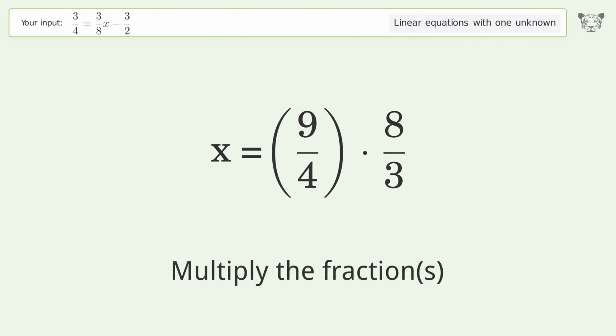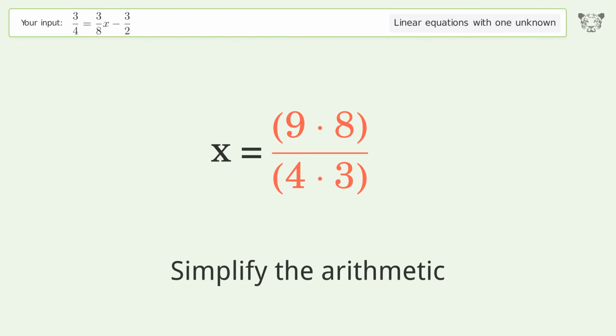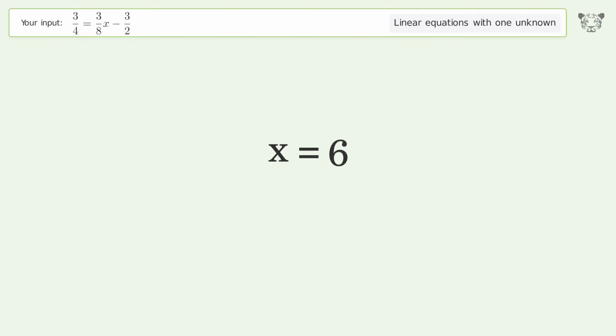Multiply the fractions. Simplify the arithmetic. And so the final result is x equals 6.